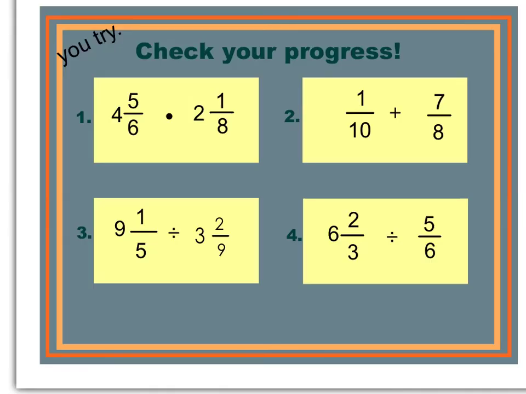Try these problems. Remember number 3 and number 4, you might have to fudge a little. Okay, your answer should be, this should be 5 times 2, which is 10. This should be 0 plus 1, which is 1. This should be 9 divided by 3, which is 3. And this should be 7 divided by 1, which is 7.